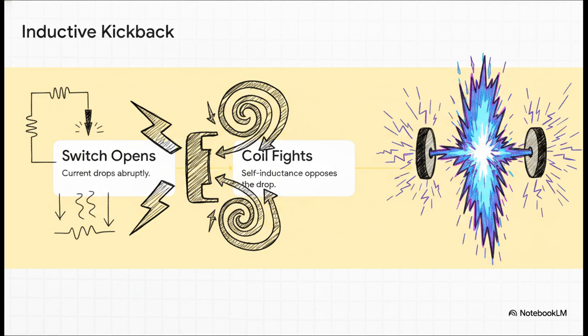Mathematically speaking, your di over dt, your rate of change, is shooting toward infinity. Step 3, right on cue with our formula, the self-inductance fights that sudden drop with everything it's got. It desperately wants to keep that current flowing. And step 4, this generates a massive voltage spike, easily thousands of volts, which physically tears through the air and bridges the gap of your switch as a highly destructive arc of plasma.